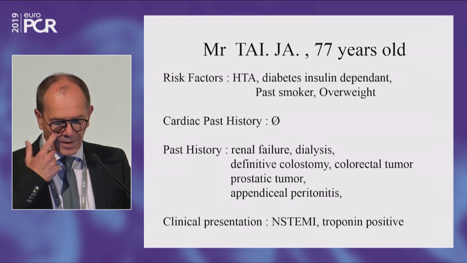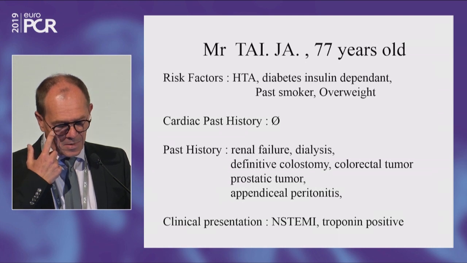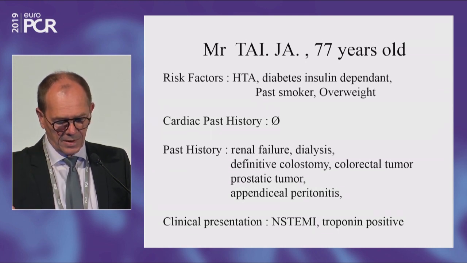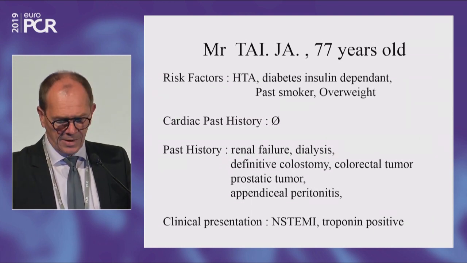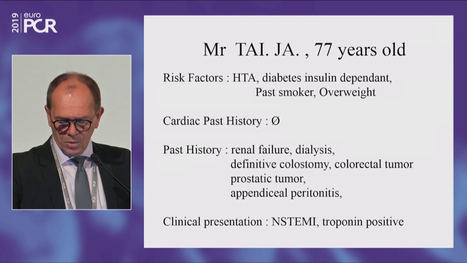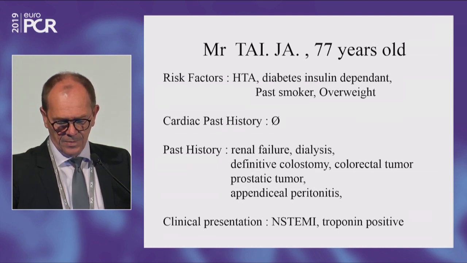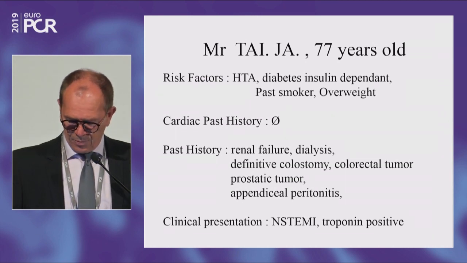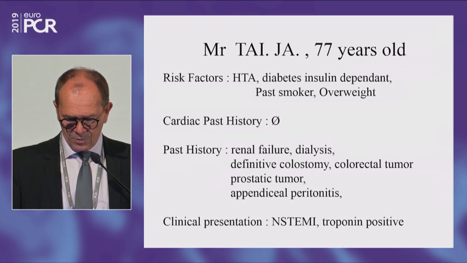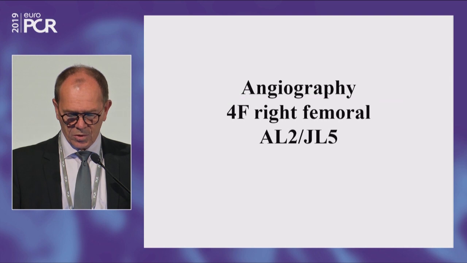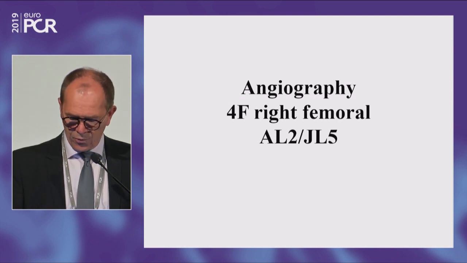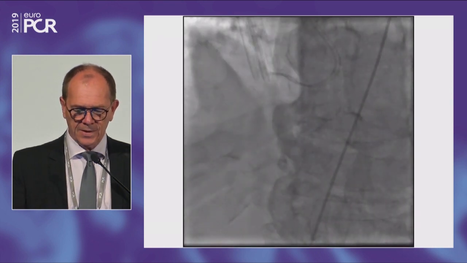And directly, this is a young guy of 77 years old, many risk factors, and no past cardiac history, but he is currently with a renal failure and current dialysis. He has a colorectal tumor that has been drawn back, and also a prostatic tumor. That's a serious guy. He presented with a non-STEMI MI with a positive troponin. The right femoral approach was chosen to keep free the two arms for dialysis.